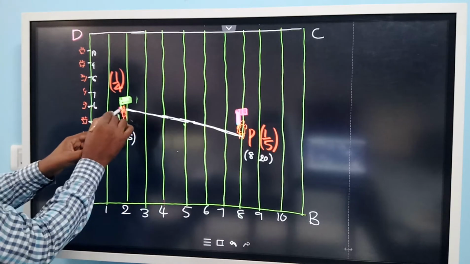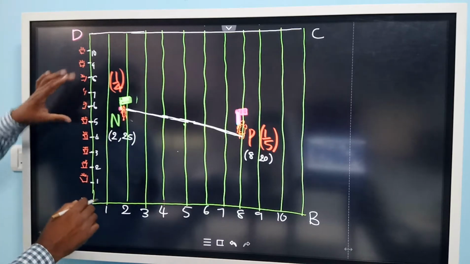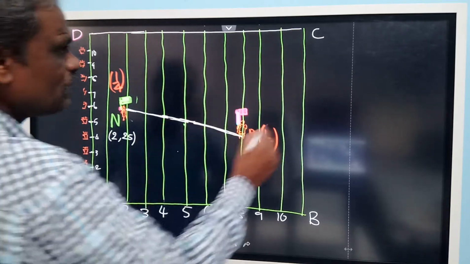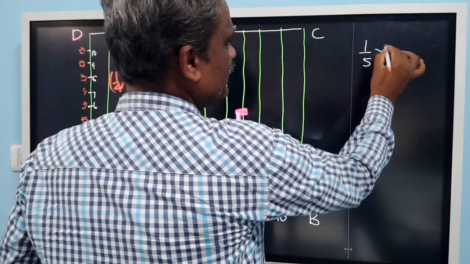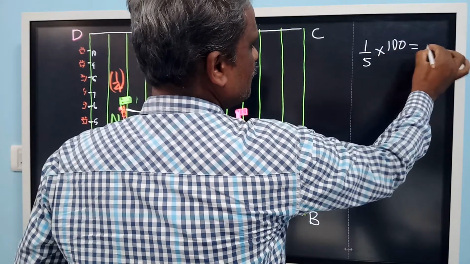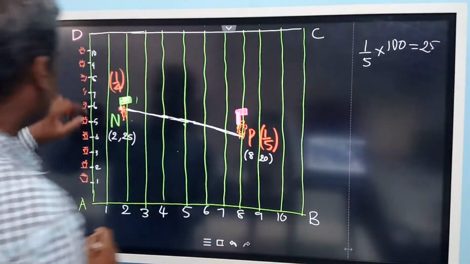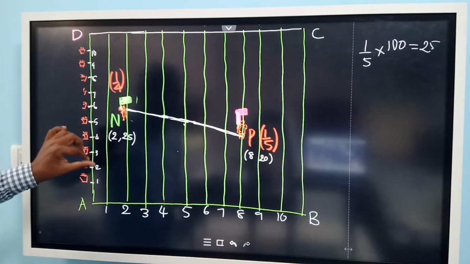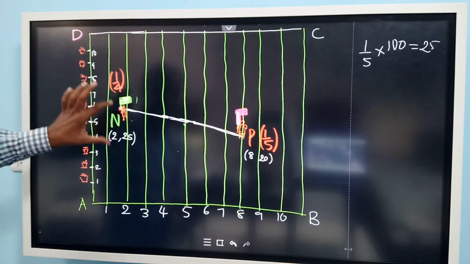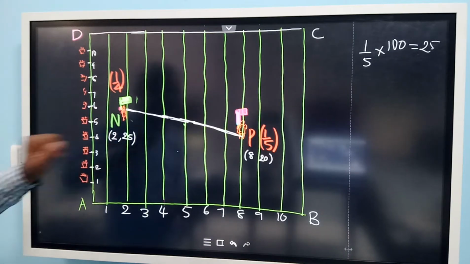So now we want to find the y coordinate. See, 100 flower pots means 1/5 of 100. So 1/5 of 100 will be equal to 25. So that means in the 25th part. 25th part means 25 meters. So the y coordinate is 25.